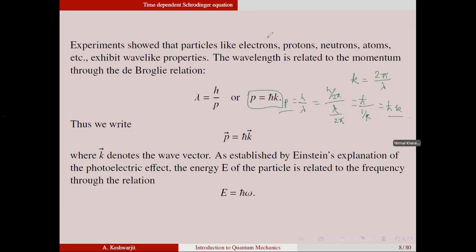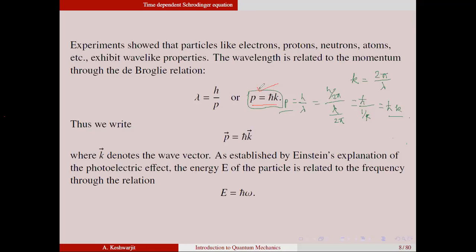So p equal to h bar k. Here p is the momentum, and k is the magnitude of the wave vector. And this relation is nothing but the de Broglie relation written in a different form.